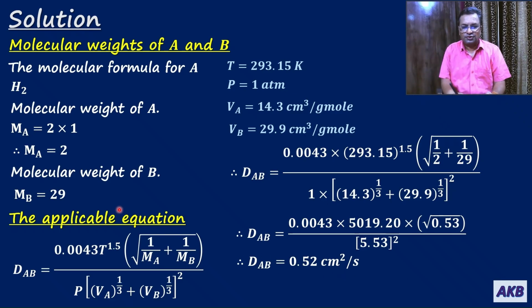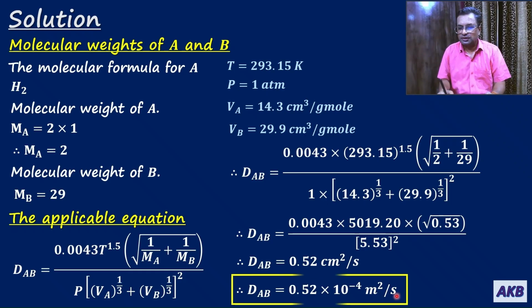Because we have used the molecular volume in centimeter cube per gram mole, that's why we are getting DAB in centimeter square per second, and you can easily convert it to meter square per second. For that, I have to multiply with 10 to the power minus 4. So DAB will be equal to 0.52 into 10 to the power minus 4 meter square per second, or it is 5.2 into 10 to the power minus 5 meter square per second.